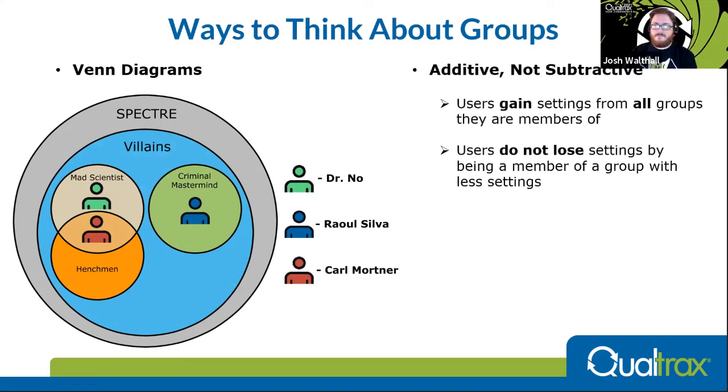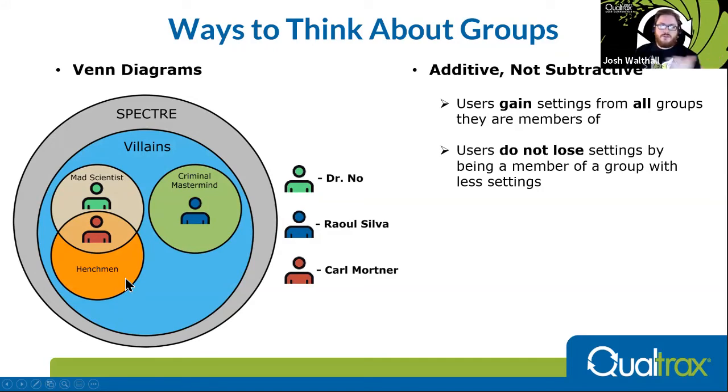Something that goes along with that is that groups are additive and not subtractive. So what I mean by this is users gain the sum total of all permissions, security, access, tasks, responsibilities, and notifications from all of the groups of which they are a member. So they only add on to each other. To look at this from another angle, being in a group with less permissions or access doesn't take away from the permissions or access granted by the other groups the user is a member of. One example of this is Carl Mortner. You can see that he is a member of both Mad Scientist and the Henchman group.